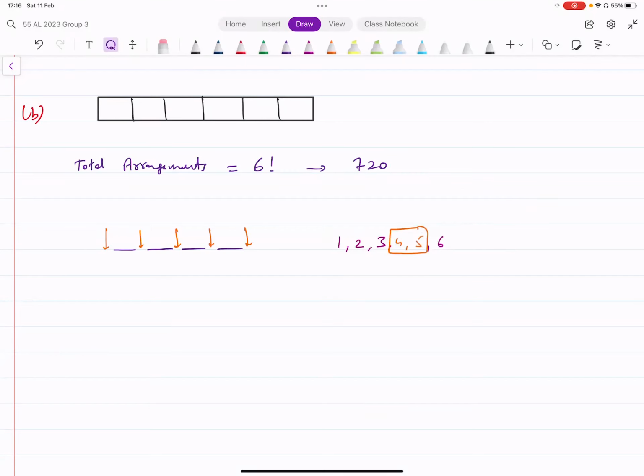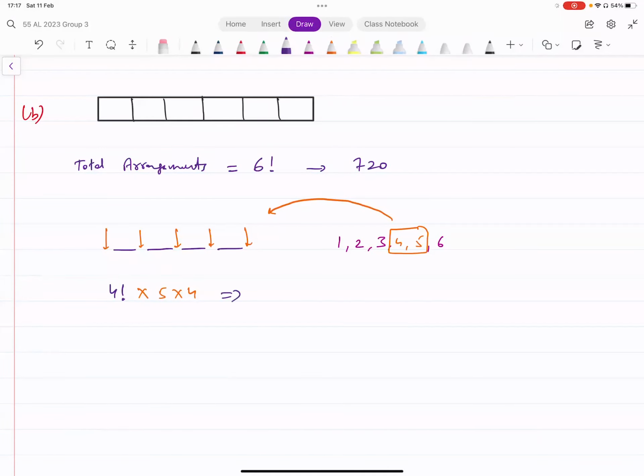Okay. Now, in how many ways can we arrange these numbers 1, 2, 3, and 6? We can arrange these numbers in 4 factorial ways in these positions. इनमें arrange करने के इनके 4 factorial ways आएंगे. And then for 4 and 5, when the first number comes, it has 5 options, right? And then the next comes, it has 4 options. So you could say 5 into 4. All right, that's one possibility.